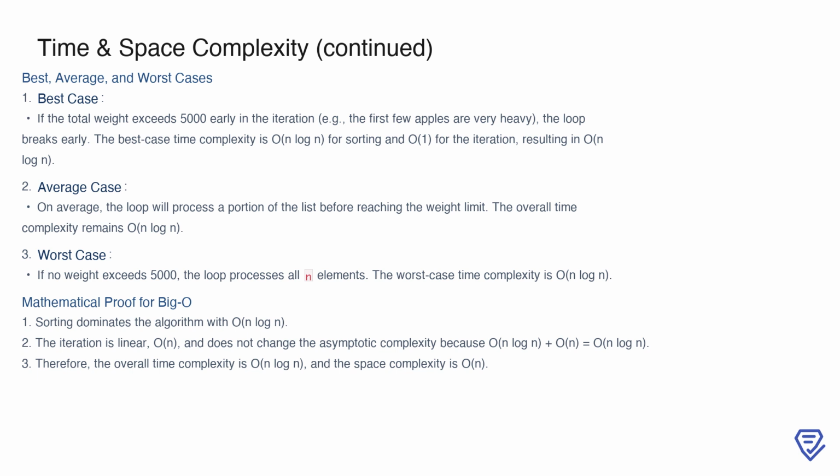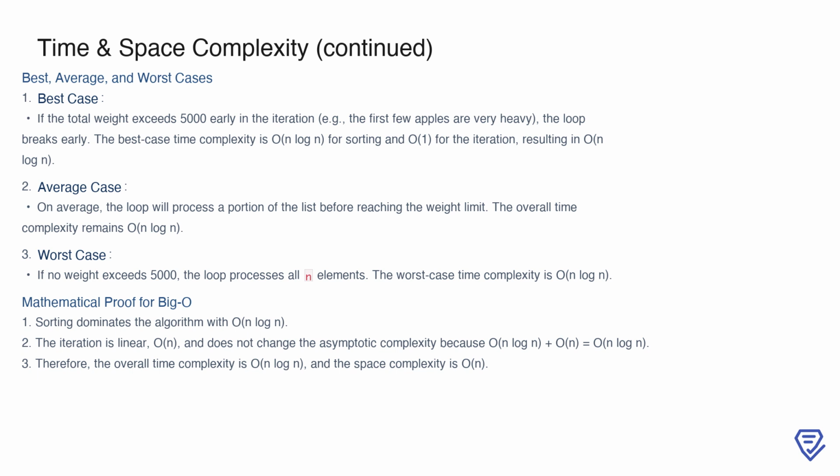Finally, let's consider the best, average, and worst cases for this algorithm. In the best case, the total weight of the apples exceeds 5,000 early in the iteration, perhaps after just a few apples if they are particularly heavy. Here, the loop terminates quickly, and the time complexity is dominated by the sorting step, resulting in O(n log n). In the average case, the loop processes a moderate portion of the list before hitting the weight limit. Even so, the overall time complexity remains O(n log n), as the linear iteration does not change the asymptotic behavior.